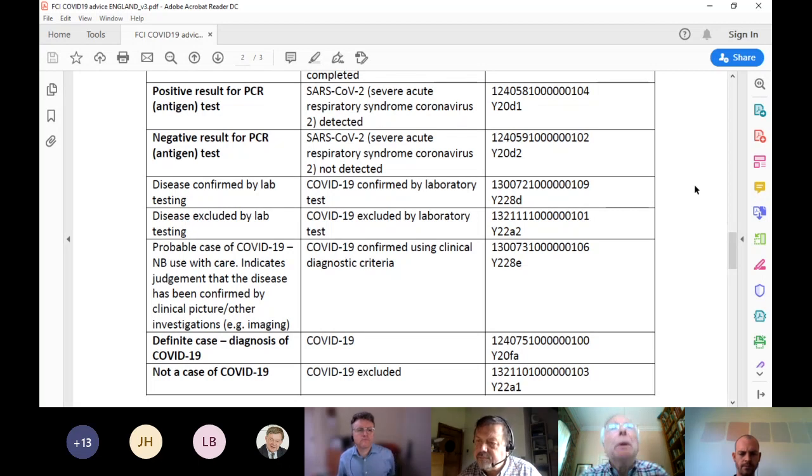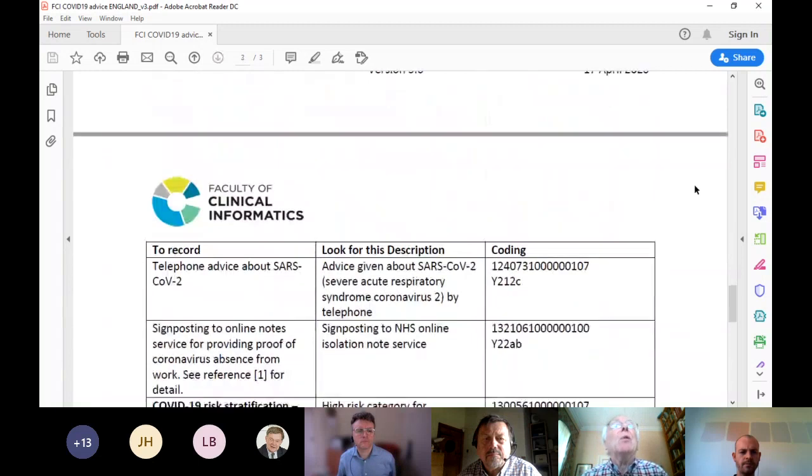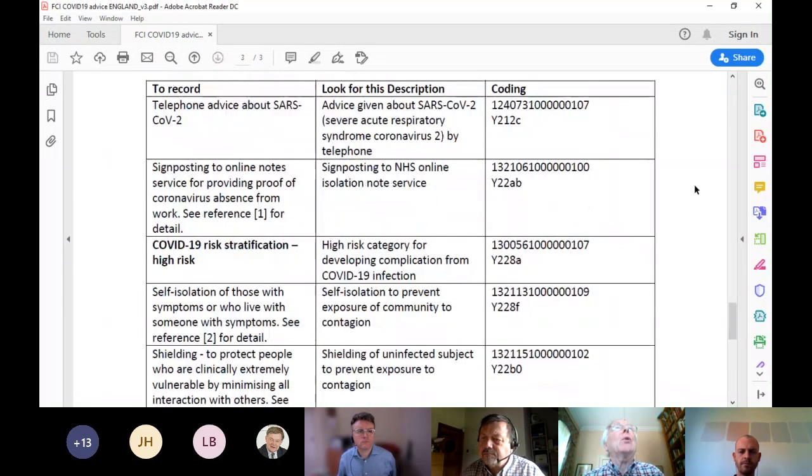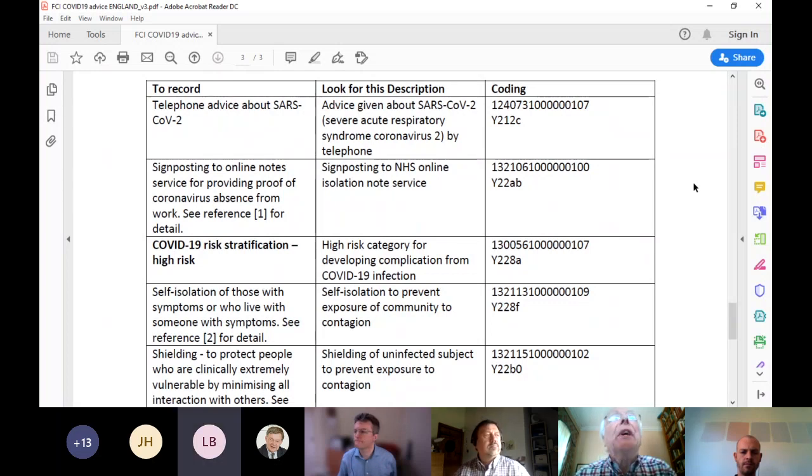And then on the next page, this all fits on one side of A4. On the next side of A4, we've got a few things that we thought would be helpful. So they can record the fact that they've given telephone advice, the fact that they've signposted people to the NHS Online Isolation Note Service. The high risk stratification code is there, which is clearly at the moment thought to be a pretty important thing. Coding about self-isolation and coding about shielding. And that's about it. That's broadly what the advice is about.